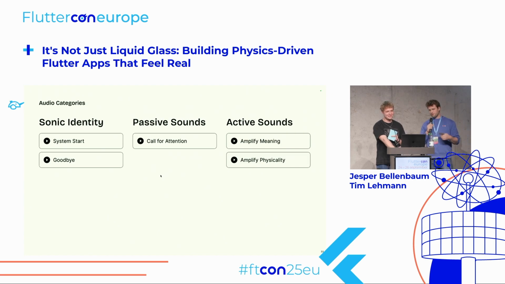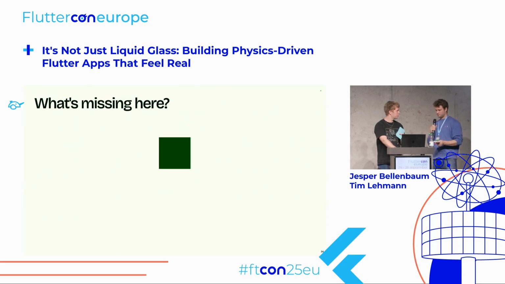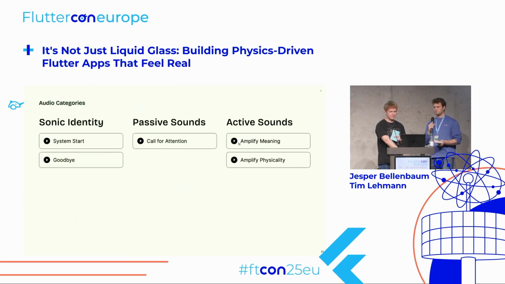And for physicality, the last group is the most interesting one. It's active sounds. And one is that it amplifies the meaning of the thing that just happened while you interacted with the system. I think it works. And the other thing is amplify physicality. So if you interact with the system, you try to do some interactions, and then actually sound can help to make the interaction more physical. And this is what we want to look into now.